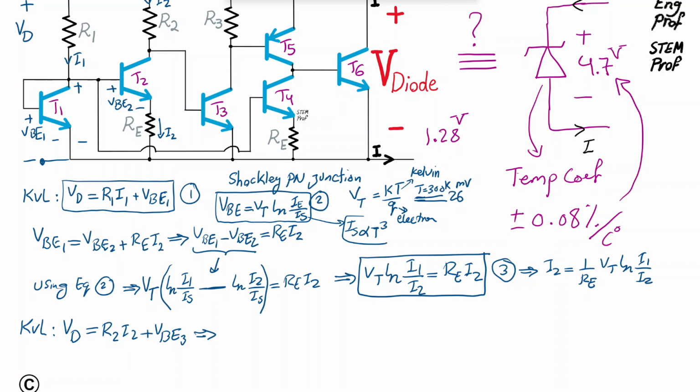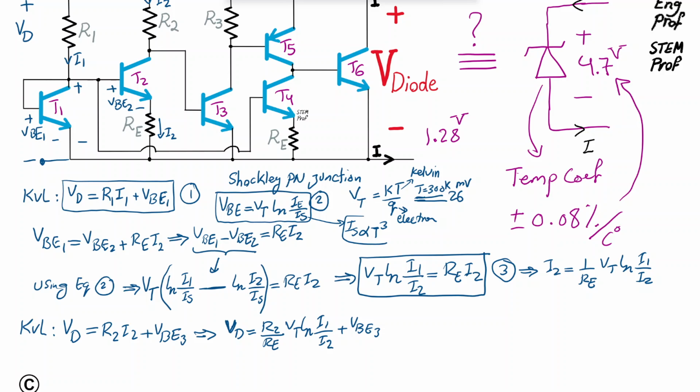So I can say, okay, VD, the voltage of this supposed to be a diode, is R2, and then substituting for I2 from here, I can just say R2 over RE, the emitter resistor, and then times VT and ln I1 over I2 plus VBE 3. Okay, so this is the voltage of diode.